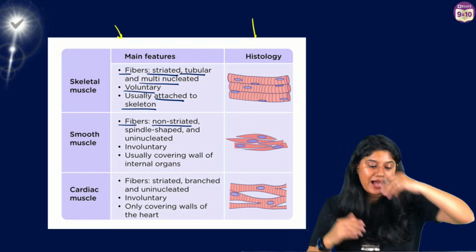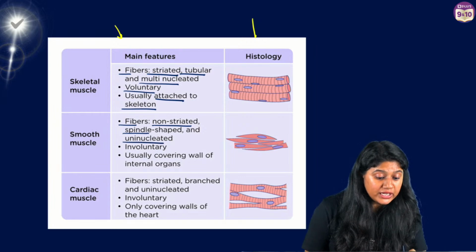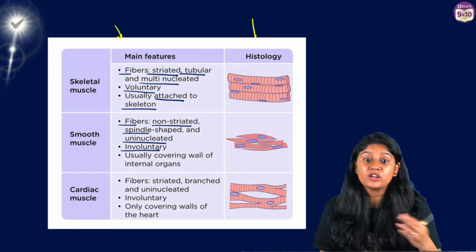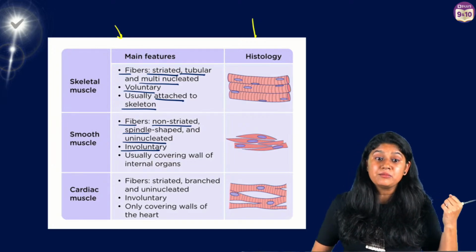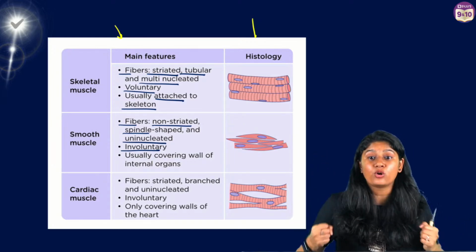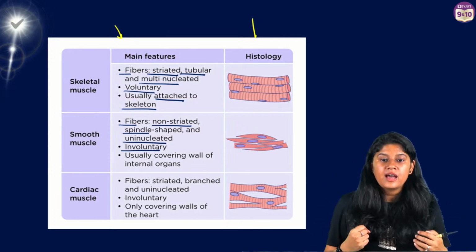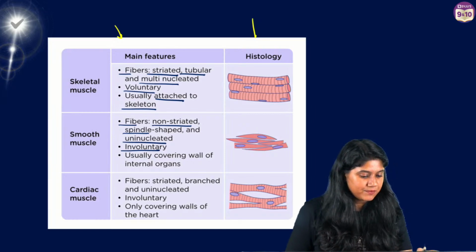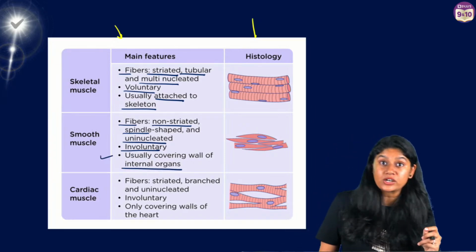Then the smooth muscles, definitely. Non-striated, they don't have any bands. Spindle shape and uninucleated, one single nucleus is there. Involuntary, you and I cannot control. Voluntary means you and I can control. My hands, I can control this. But I cannot control the movement of my stomach. Involuntary. Yes, they usually cover the walls of the internal organs.